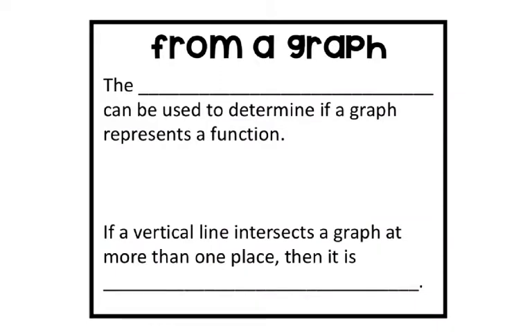If we're looking at a graph, we use what we call the vertical line test to determine if a graph represents a function. If a vertical line intersects a graph at more than one place, then it is not a function.